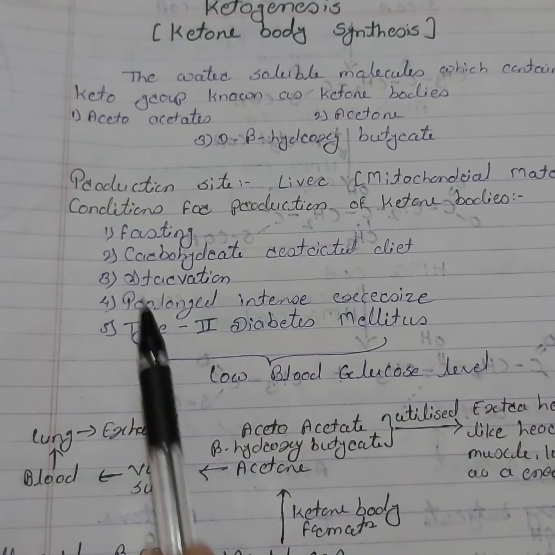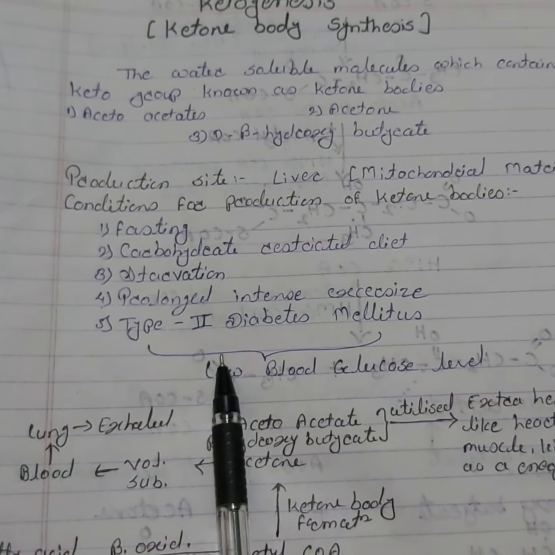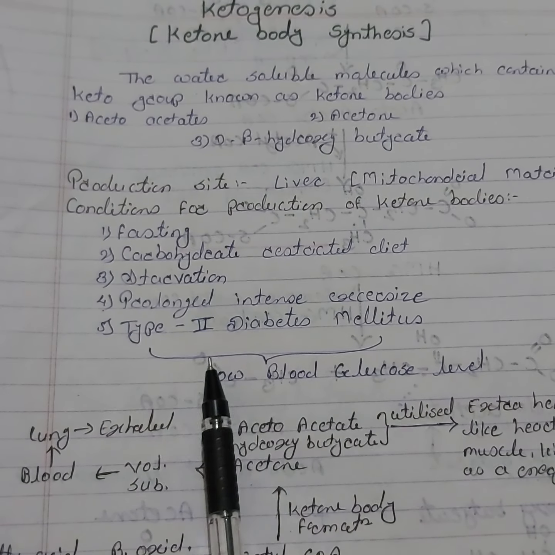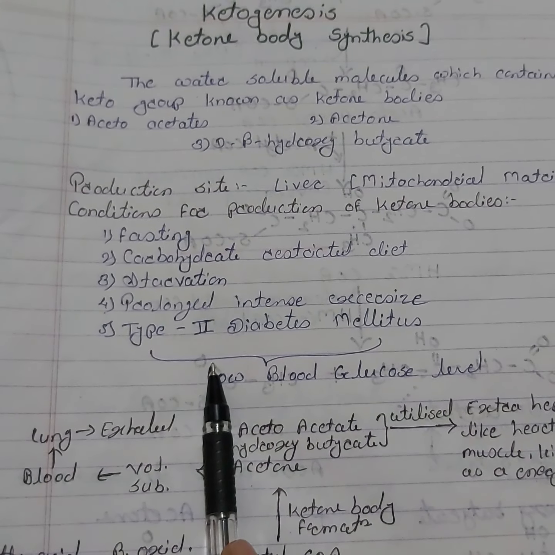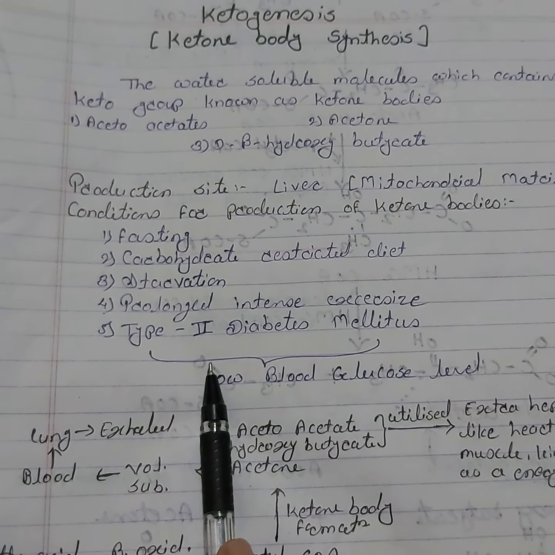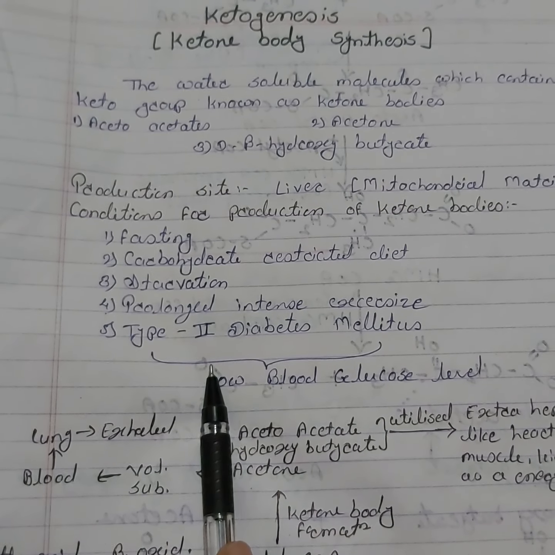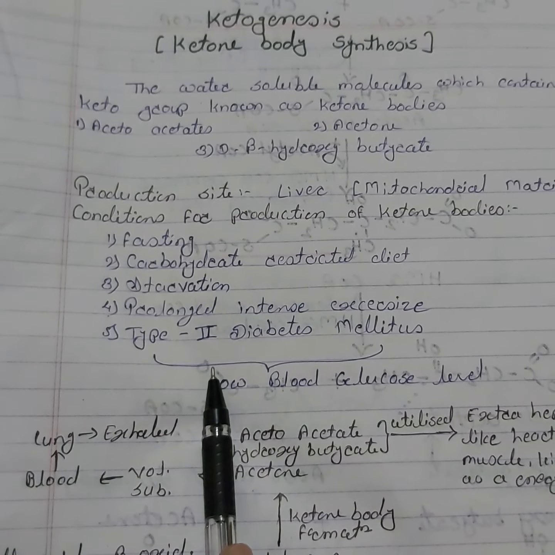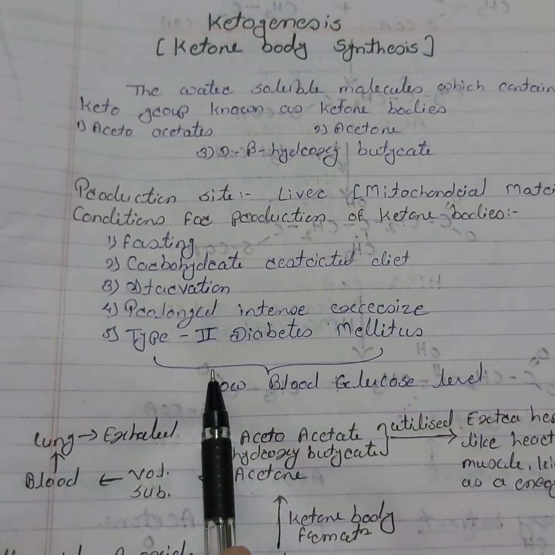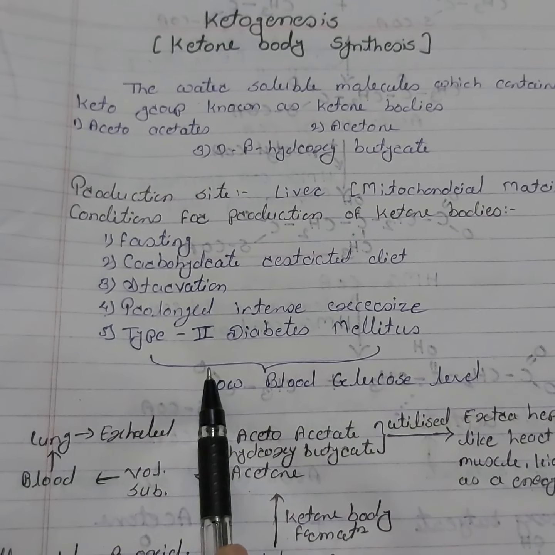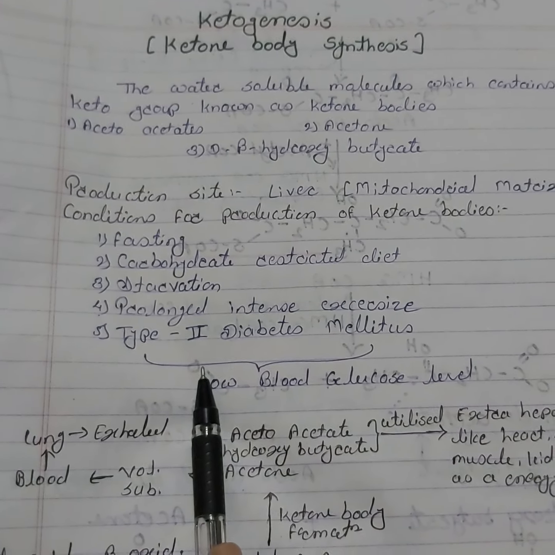If you focus on all these conditions, you can realize that in all of them the blood glucose level is low and the body's requirement for glucose is high. For fulfillment of the body's requirement for glucose, the body requires an alternative to glucose. In such a condition, the body can use ketone bodies as an energy source.